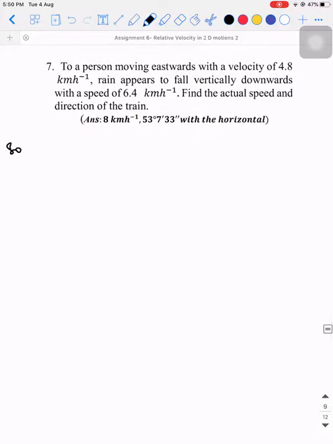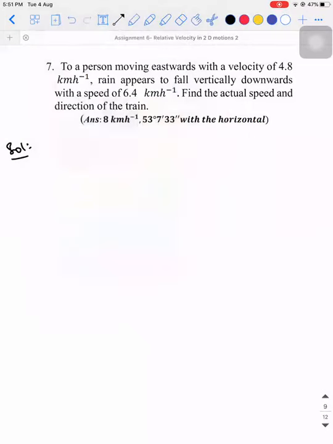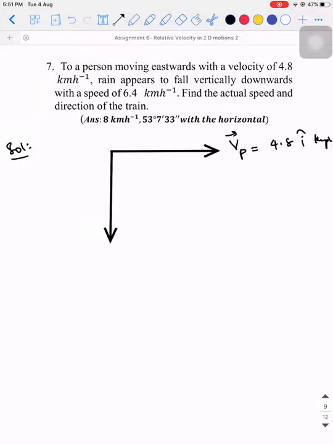So tell me how to solve this. There is a person moving in the eastward direction with a velocity of 4.8 kilometers per hour, that is 4.8 i cap kmph. And rain appears to fall vertically downwards with a speed of 6.4 kilometers per hour. So rain is falling downwards with 6.4 minus j cap kmph. Find the actual speed and direction of the rain.